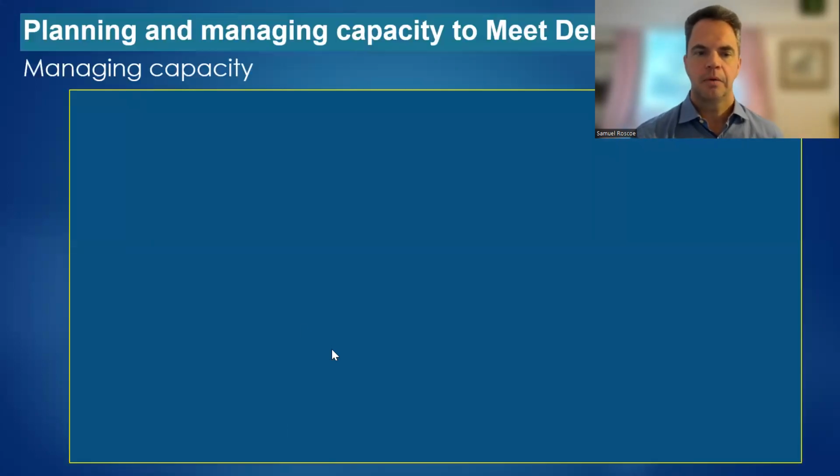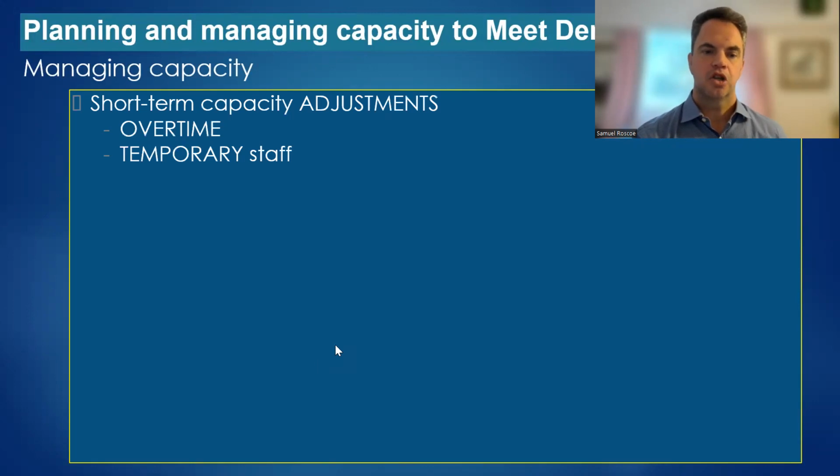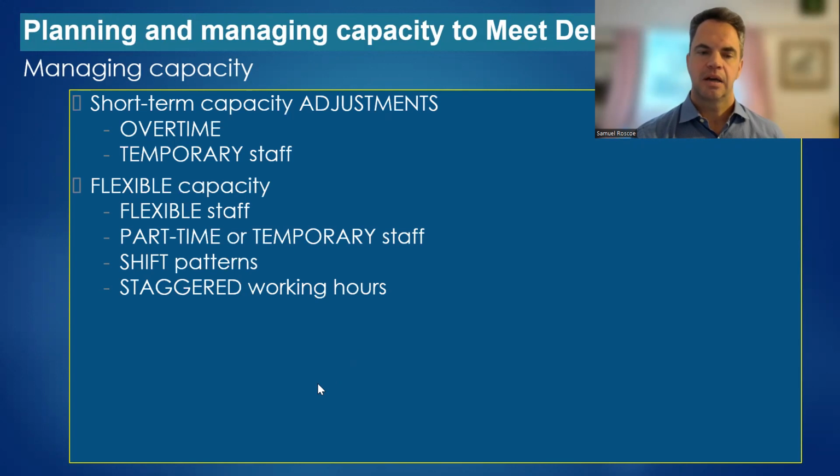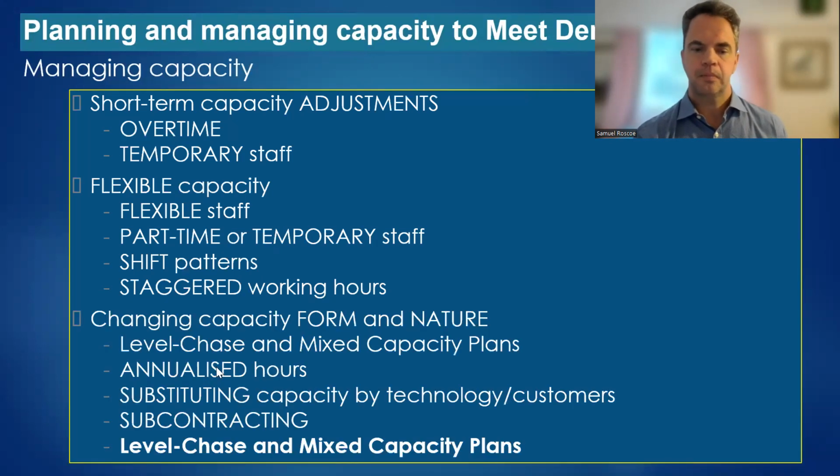Okay, so when we're managing capacity, we look at our short-term capacity adjustments, overtime and temporary staff. We look at our flexible capacity. How many temporary workers do we have, if at all? Can we change our shift patterns? Are we currently running one shift? Can we increase that from 8 hours a day to 16 hours a day? Or can we run 3 shifts at 24 hours a day leading up to a very busy time of the year? Can we stagger our working hours, etc.?